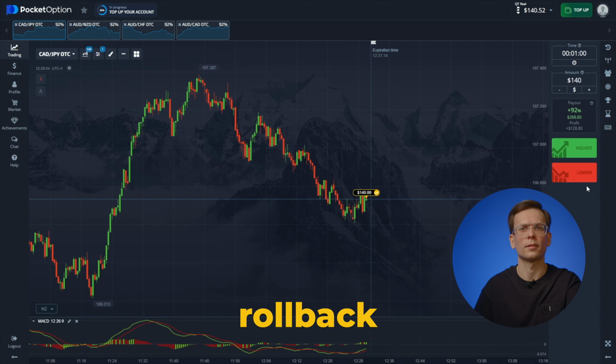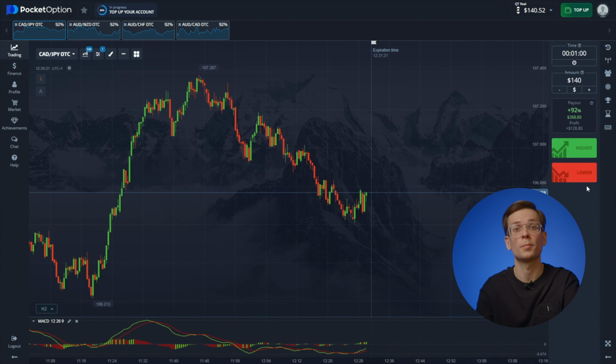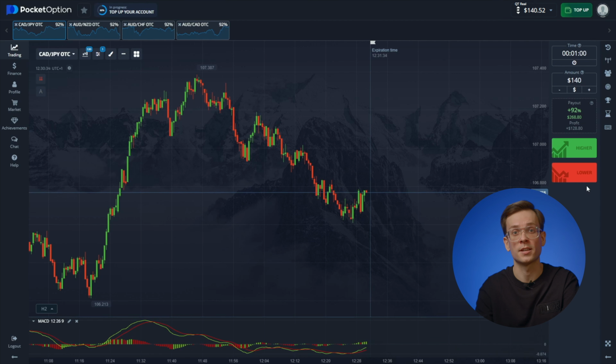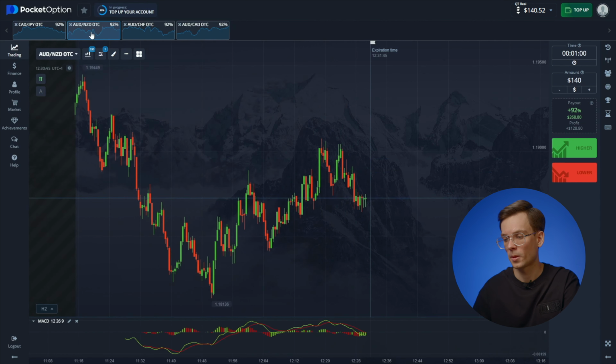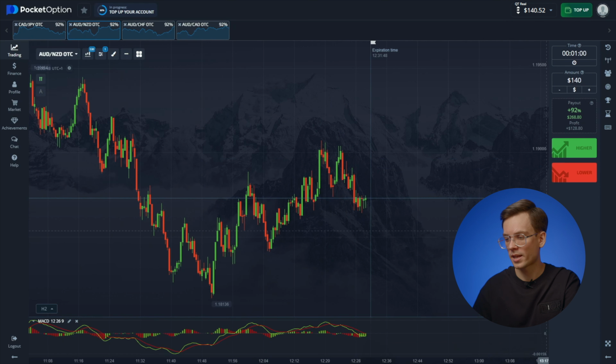Wow, another rollback. The market is insanely volatile today, but no worries. The main thing is we see how effectively I can use the indicator, even in such interesting conditions. On the Aussie Kiwi, the bulls are actively resisting the price drop and the main line is looking to jump over the signal line. That means the price will rise, press higher.